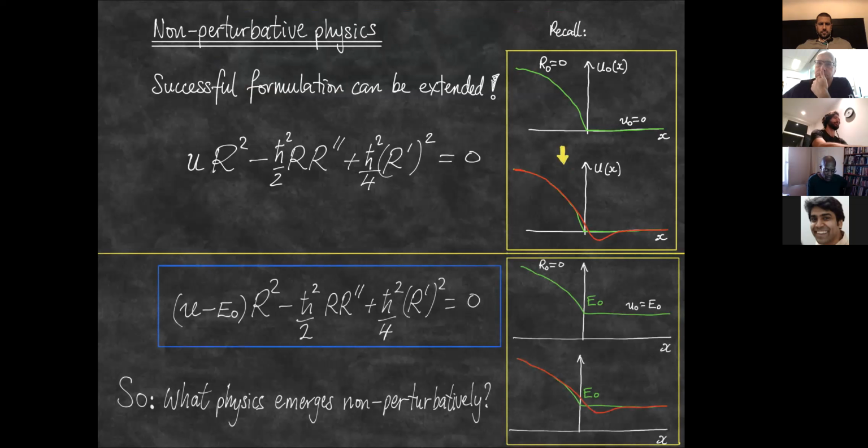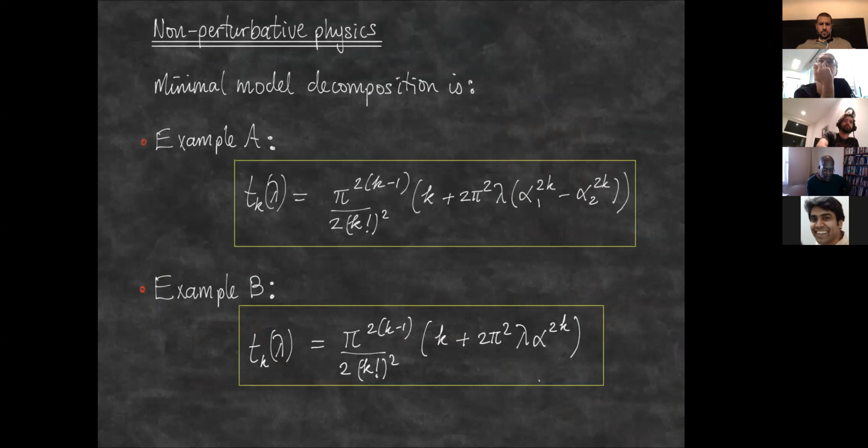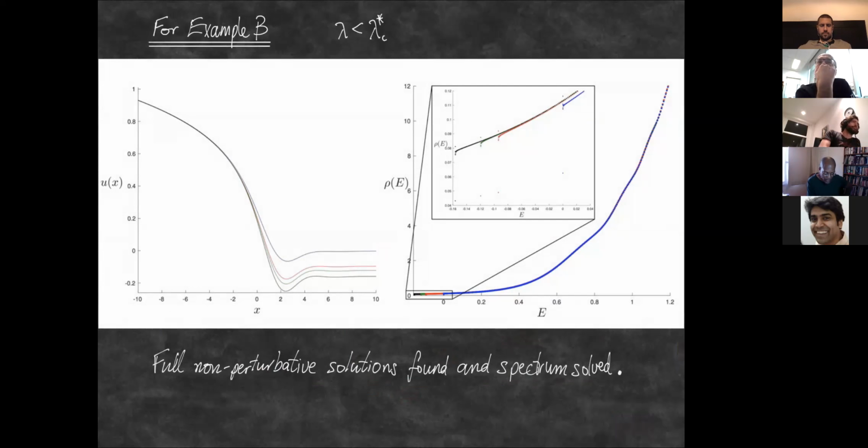So what physics emerges non-perturbatively, and time is short, so I'll be very brief here. You can expand the minimal models that these are built out of. You can extract what they are and get expressions for the TKs for these deformed lambdas. Two cases. And then you can solve the equations where you can. And analogously to what we had then, you get a family, for example in example B, where you have different threshold energies as you change lambda in the good window, and outside the window where you would get multivaluedness, you can actually solve the equation, solve for the spectrum. And here are some of the spectra with different threshold energies where the spectral density starts non-perturbatively, all well-behaved and very beautiful.